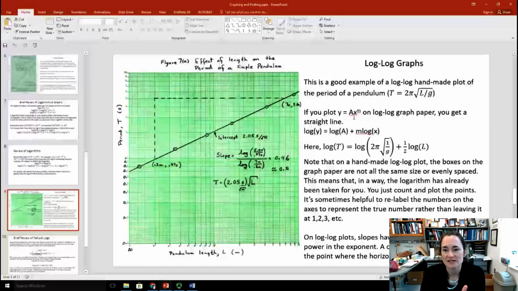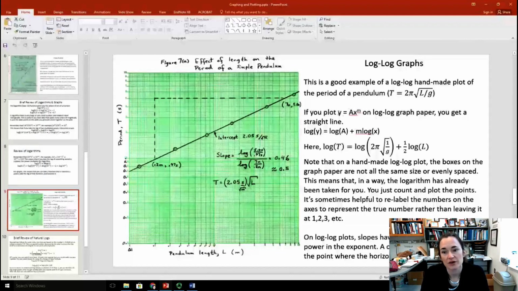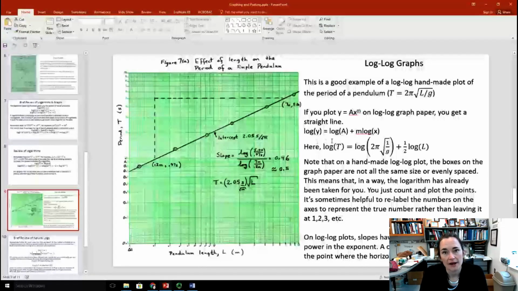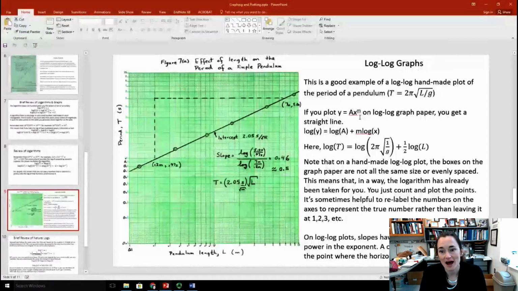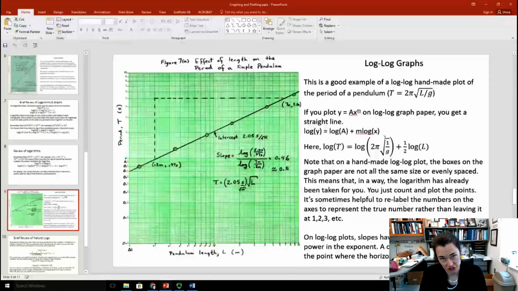So let's do y is equal to a times x to the n. Okay? If you were to do that on log-log graph paper, you're going to get a straight line. That's because you're taking the logarithm of both sides of that equation. So here, the log of y would be equal to the log of a x to the n. Breaking that out, you've got a times x to the n, so you've got log of a plus n times log of x. Okay, so that's how that would break out. Now, if you're plotting it on log-log paper, then this is a linear equation that has a slope of n.